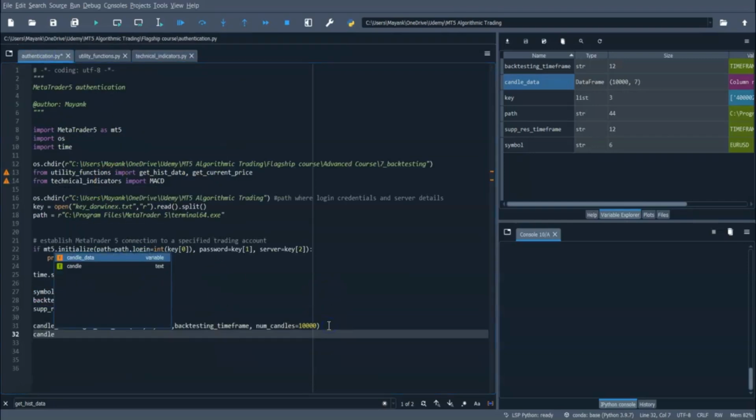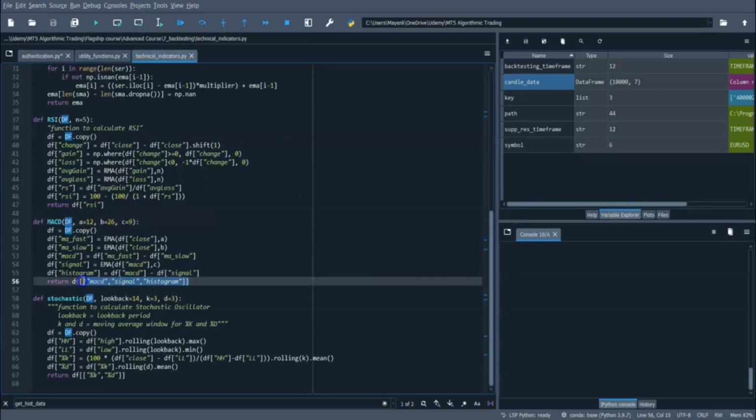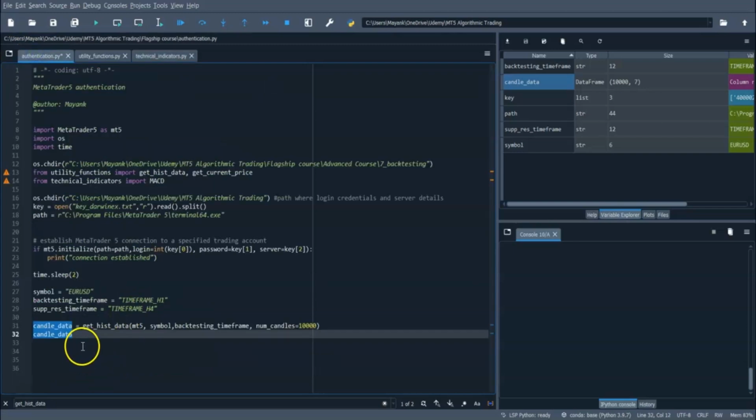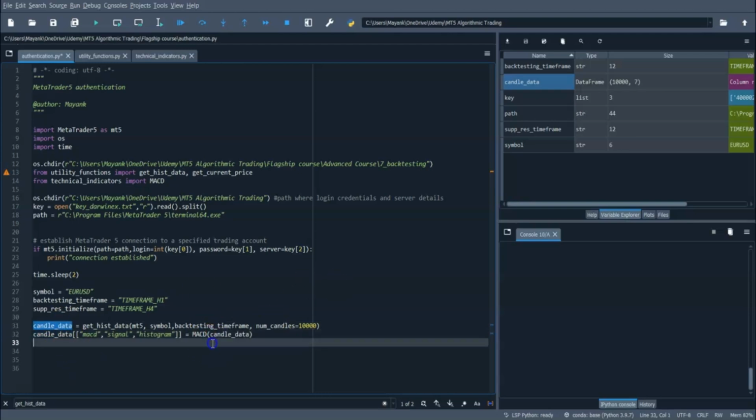So candle data, let me copy this, the columns that it outputs is equal to MACD candle data. All right. So if I run this line of code, I should be able to get these additional columns in the candle data frame that we just saw.